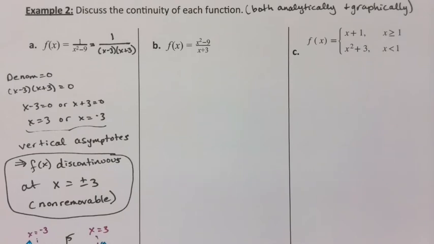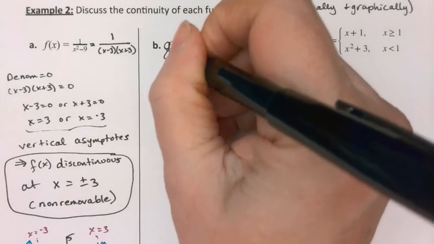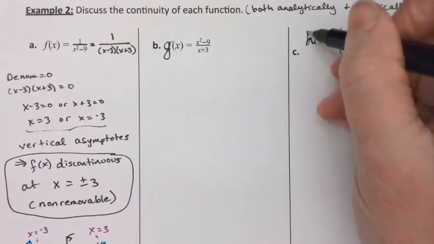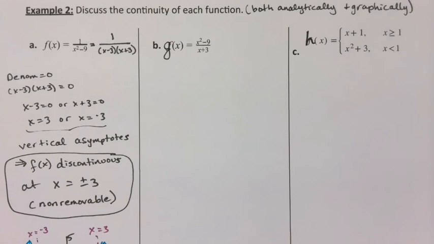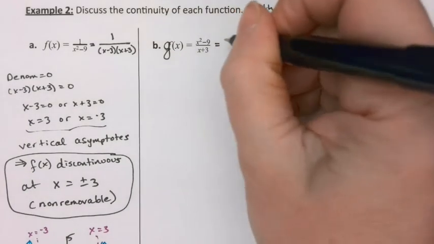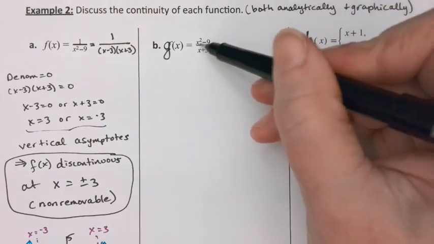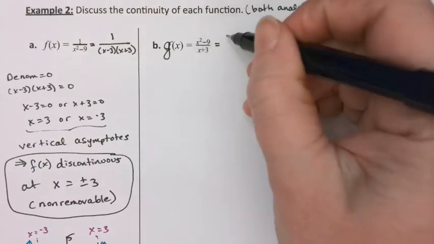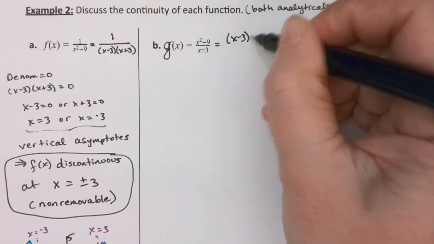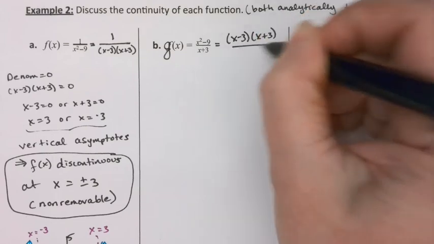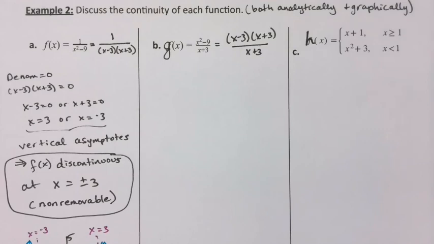I'm actually going to change it just for the sake of it. I'm going to call this one g of x just to keep them straight, and this one h of x. That way, it keeps things nice. Okay, so for g of x, I'm just going to notice real quick, this numerator is going to be able to be factored just like the denominator was in the first problem, which is this.